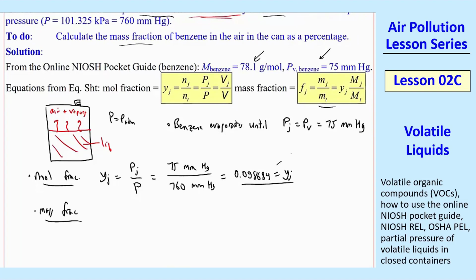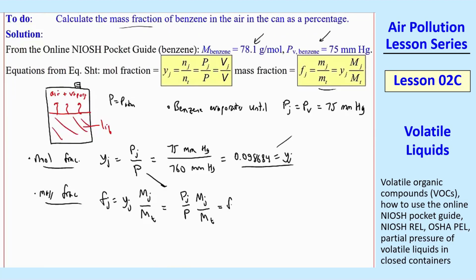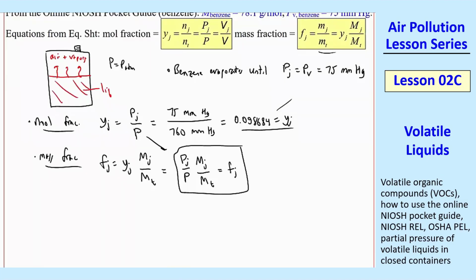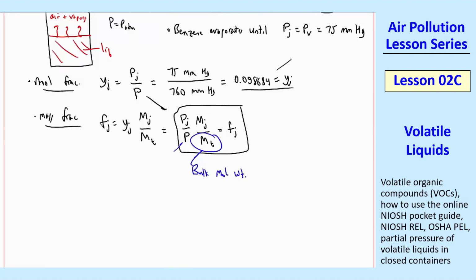And then the mass fraction comes from this equation. We're going to need this later, but if we stay in variables, we would have Fj equal to yj times Mj over Mt. This is equal to Pj over P, times Mj over M total. And that's our final equation for Fj, the mass fraction, in terms of the given variables. That's our answer in variables. But there are several things we need to worry about. One is the pressure, and one is the molecular weight of the bulk mixture. Remember, this Mt is the bulk molecular weight, and there are a couple of ways we can deal with this. I'm actually going to do 3 different methods here.